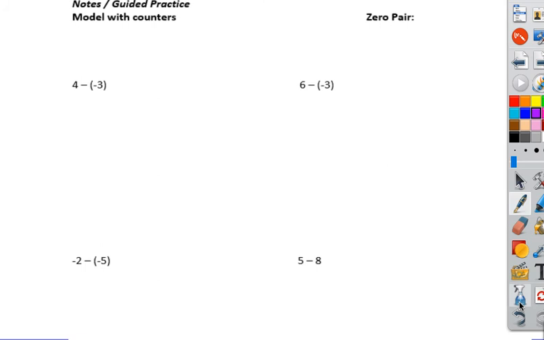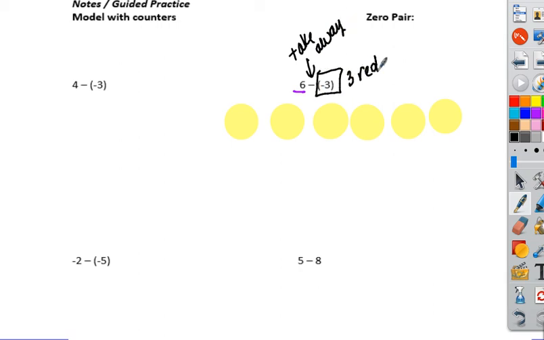I'm going to start with my first integer, which is a +6. So I'm going to represent 1, 2, 3, 4, 5, 6 yellow chips. I ask myself if I can take away 3 reds, and your answer should be no. So if it's not there, I'm going to add it in using 0 pairs. I'm just going to rearrange my order.